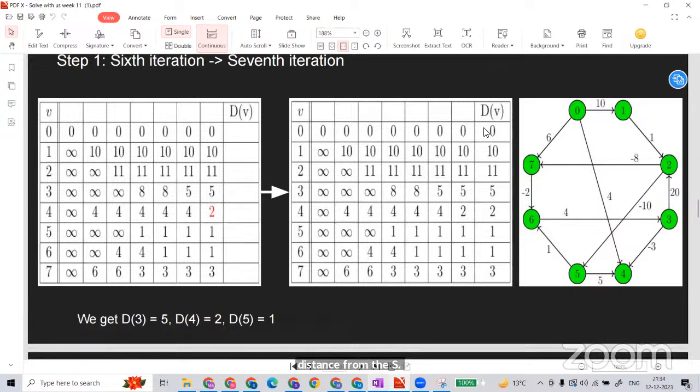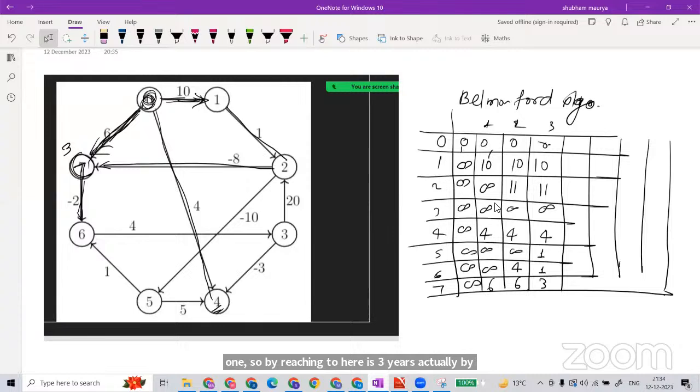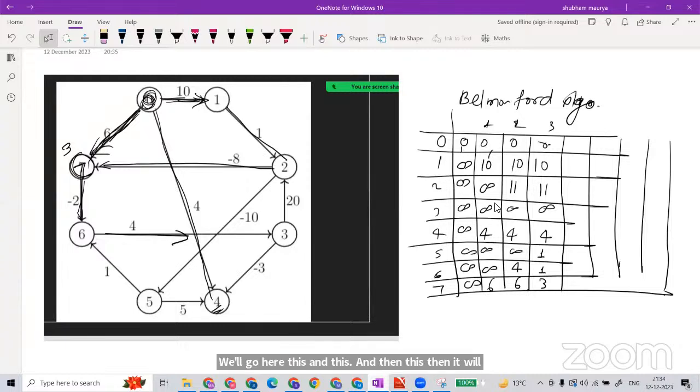Okay. Then as here we can do, we did till this one. So reaching here is 3, as actually by this route we'll go here, this and this, and then this, then it will be 4 minus 2, 4, and then 4 plus 4 is 8 here. So here it will be 8, but we are reaching by this route, this and then this, so it will now be 5.